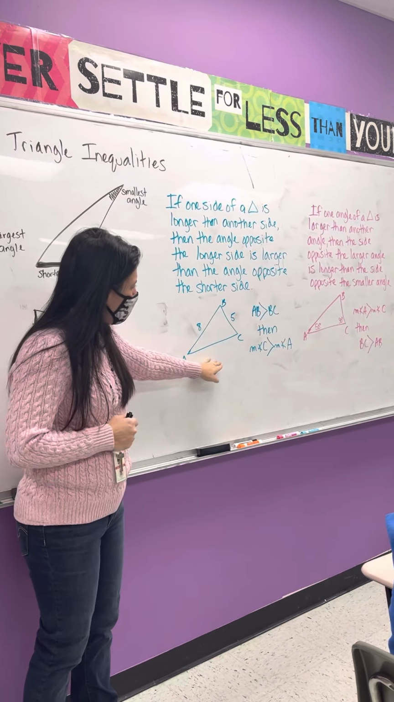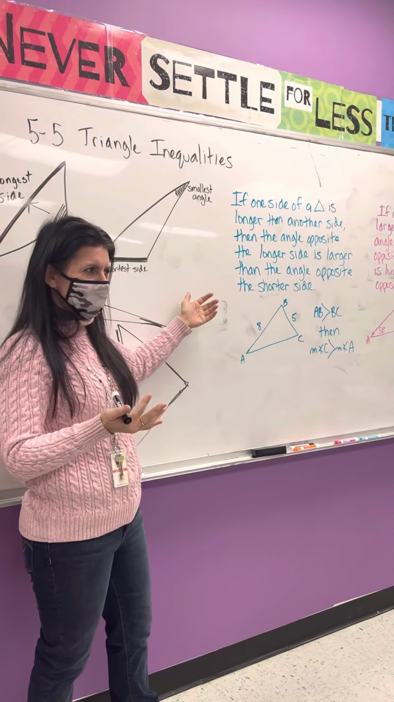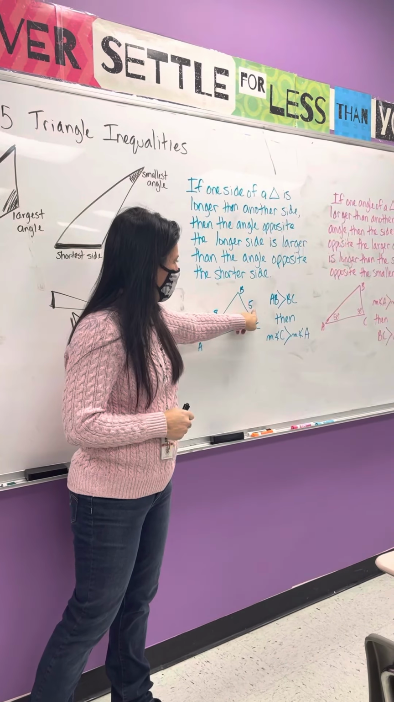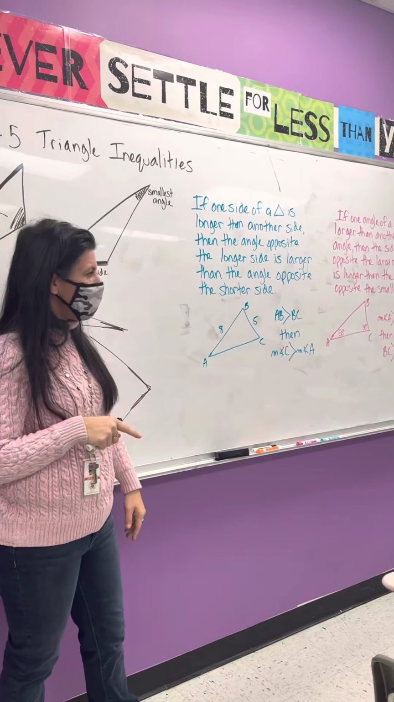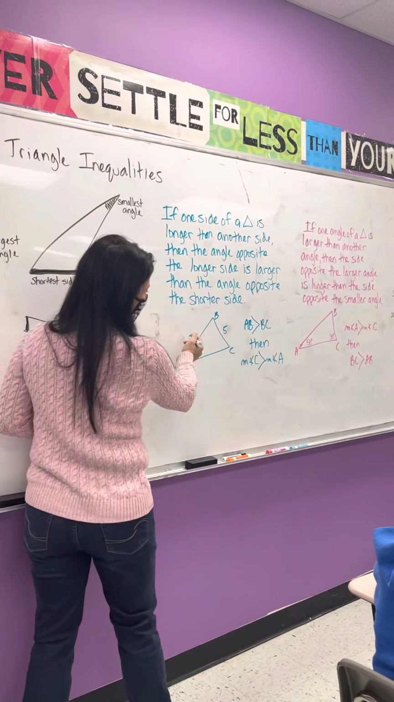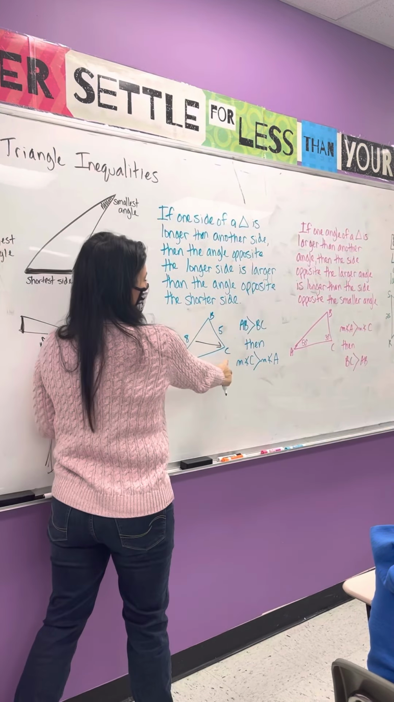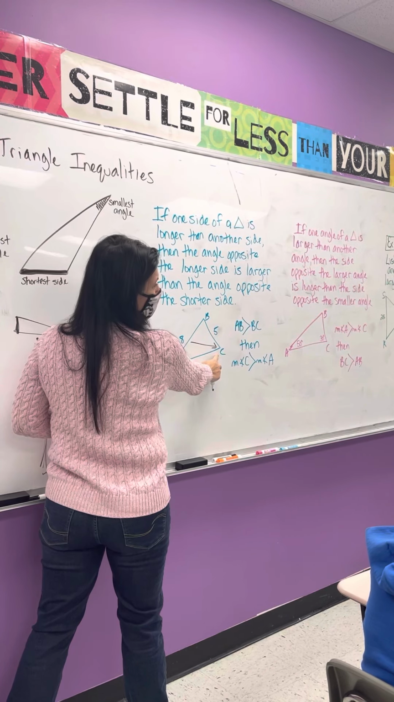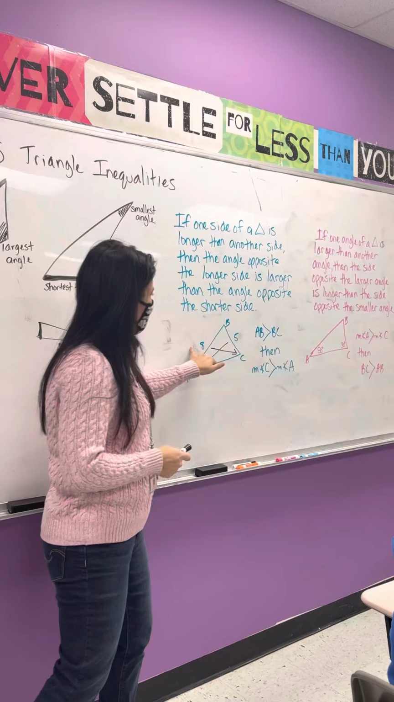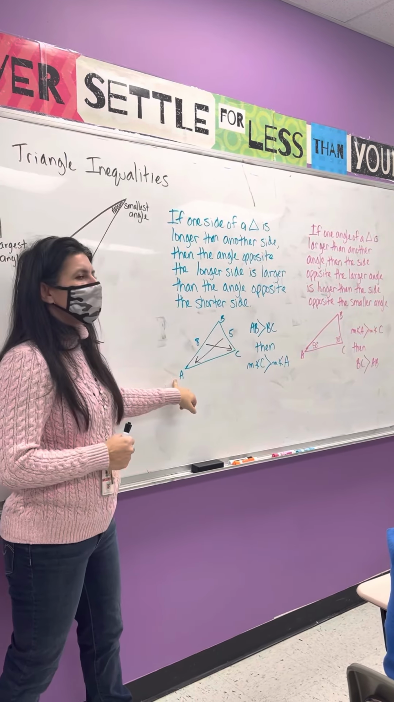Looking at this example, we know that 8 is bigger than 5, right? So this side is bigger than this side. That's what I have here: AB is bigger than BC. Because of that, the angles across from them matter. The side with length 8 is across from angle C, so angle C is going to be bigger than angle A. 8 is bigger than 5, so the angle across from 8 is going to be bigger than the angle across from 5.